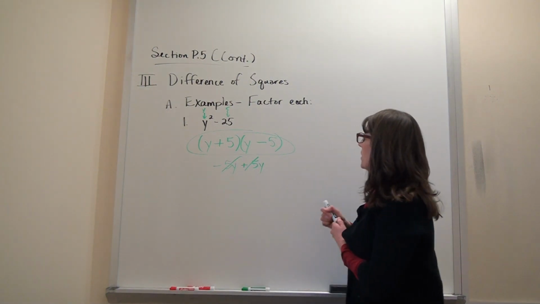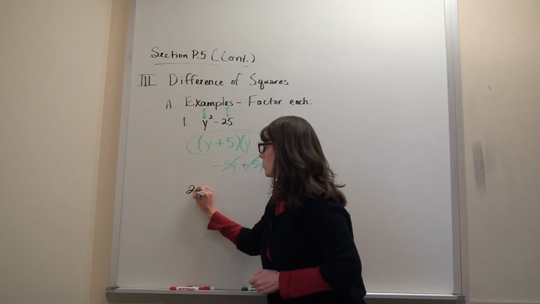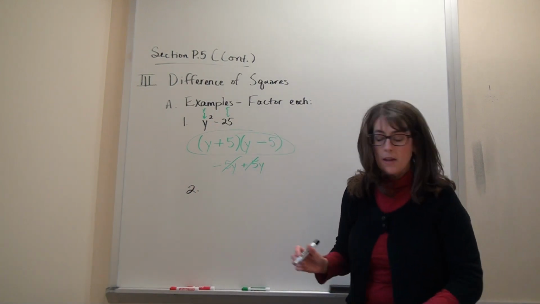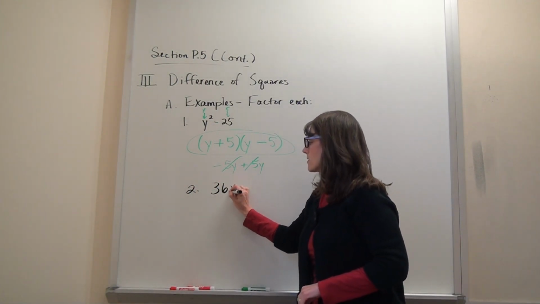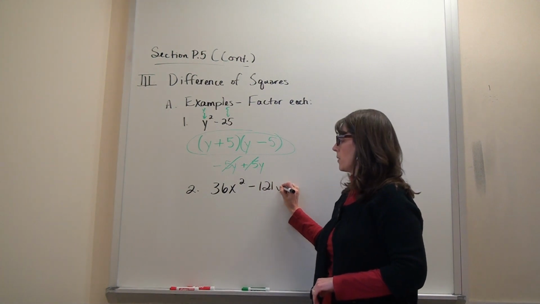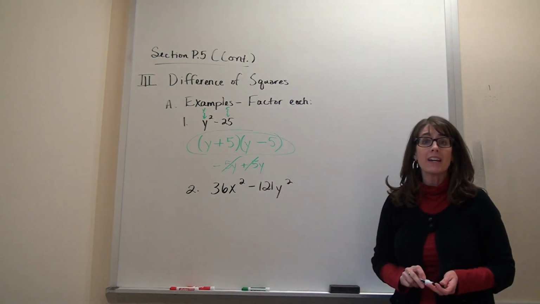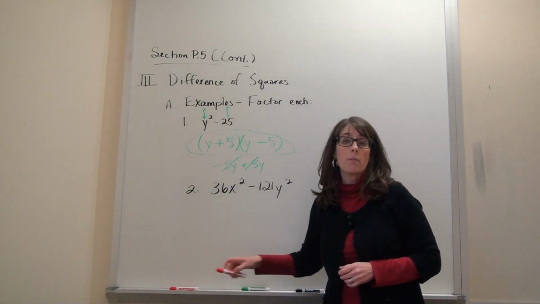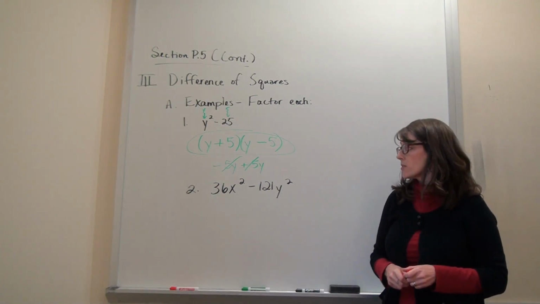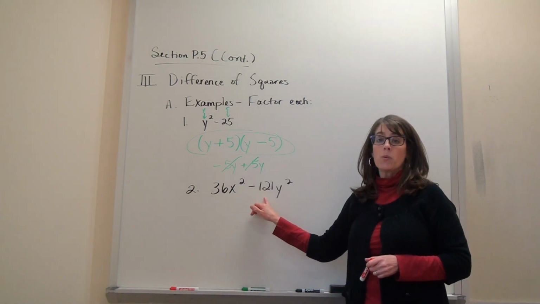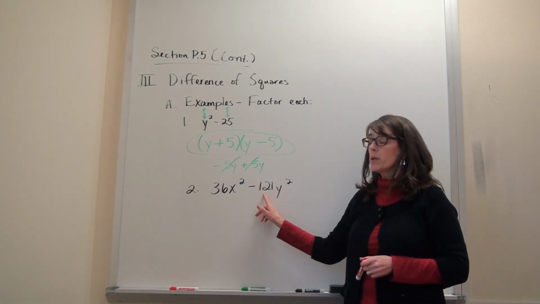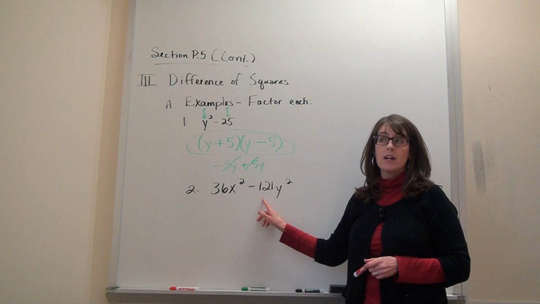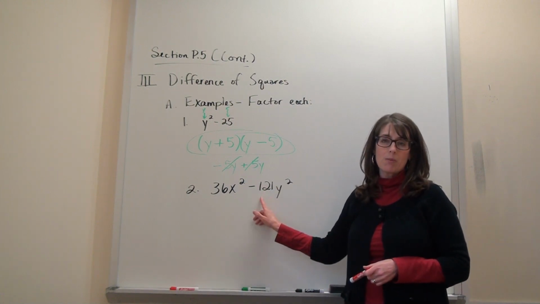Let's try another one. Let's give a shot with 36x squared minus 121y squared. Again, you should always look first to see if there's something common that you can divide out before you do anything else. With a 36 and a 121, there's nothing common because 121 is only divisible by 11, a 121 and a 1, but only divisible by 11.